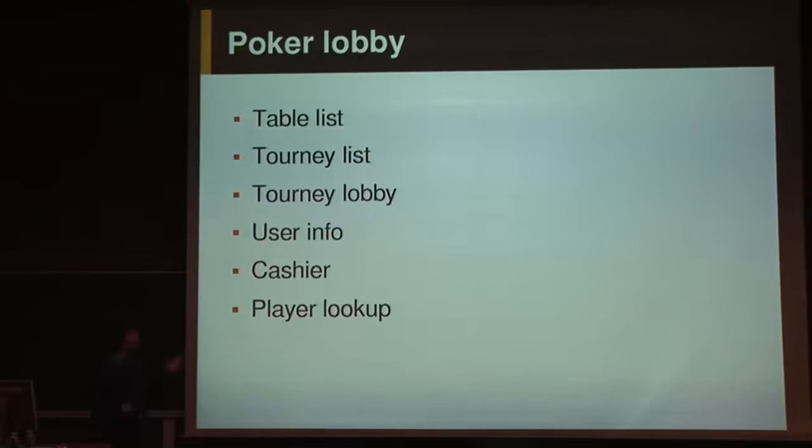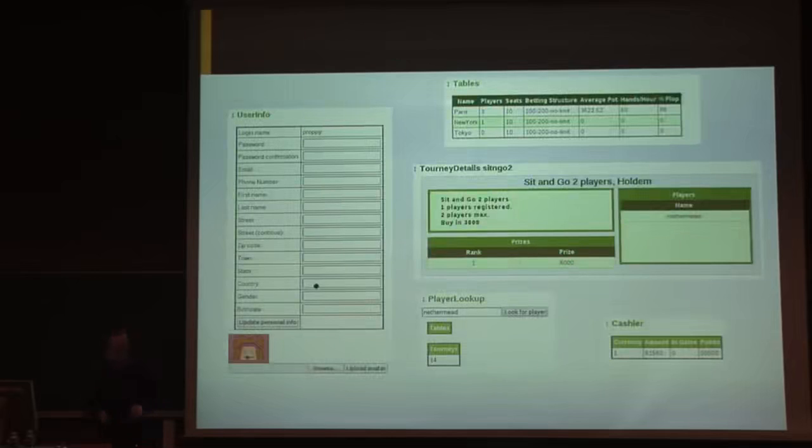So there is also not only the table, but also the lobby, which is good at displaying the table list, tourney list, user info, cash, the amount of money you have, and a search box for searching for a particular table or player. So this is how the widget looks like.